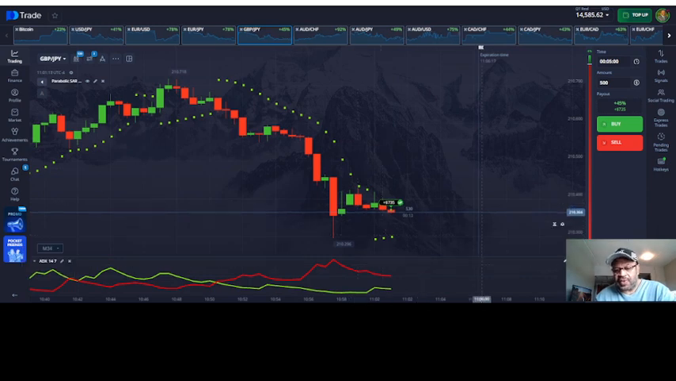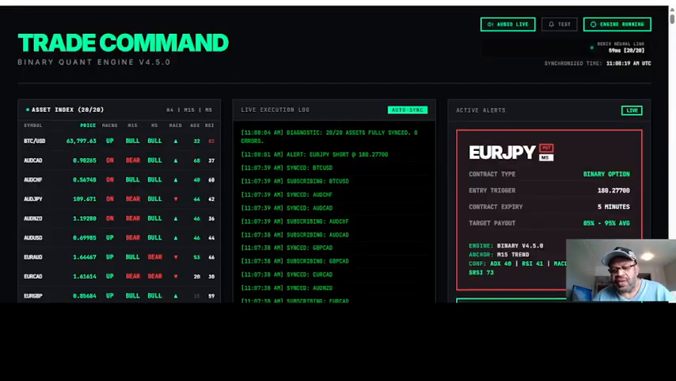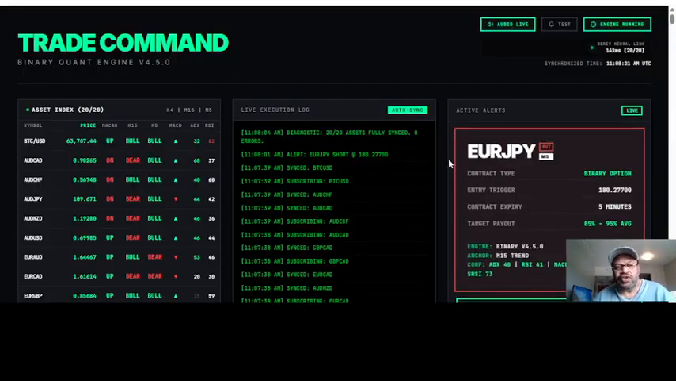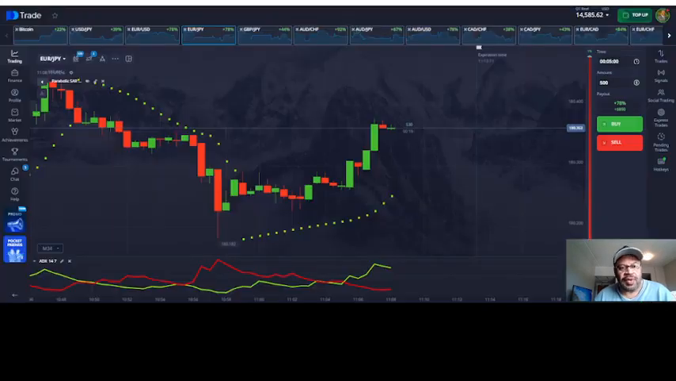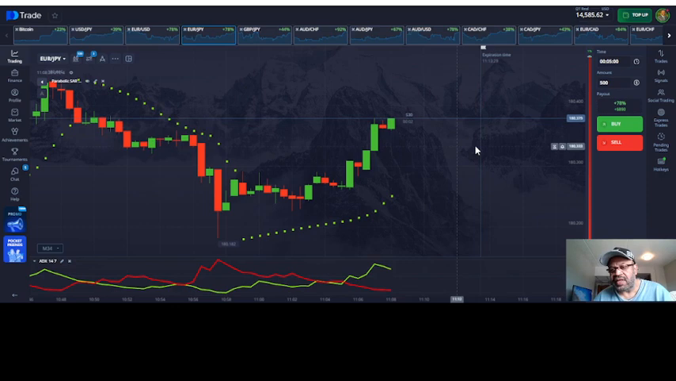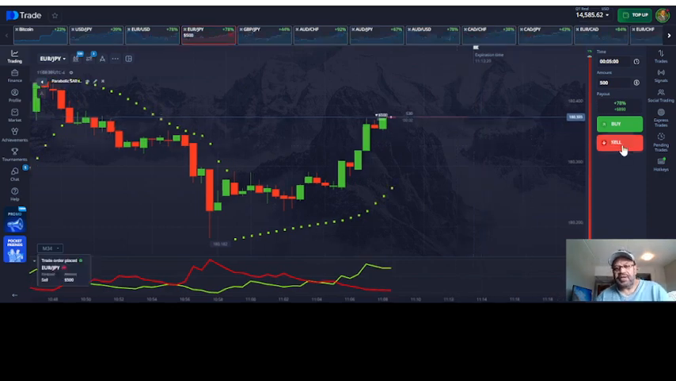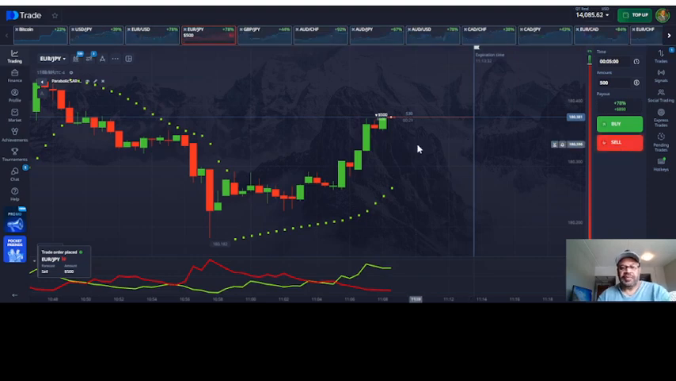All right, so I'm going to pause the video and wait for another signal. So the Quant Engine just generated a Euro JPY 5 minutes short. So I'm going to go ahead and select my Euro JPY asset. I have it already selected, 5 minutes short. So let's go ahead and take a short here at this level.